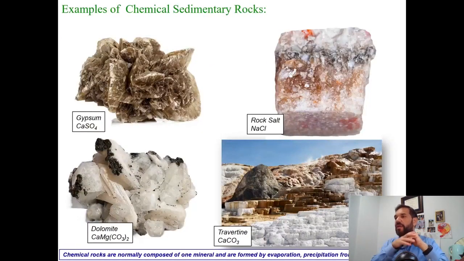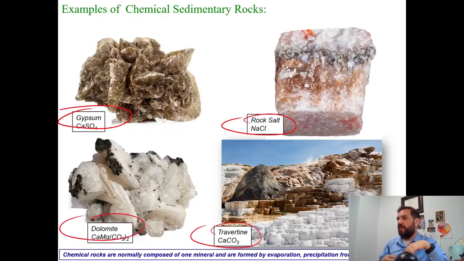Sorry, here are some pictures I wanted to show you of the chemical sedimentary rocks. Gypsum, rock salt, dolomite, travertine. You can literally see the travertine here in this picture being formed at a hydrothermal vent, right? So this is like a hot spring, releasing all of this mineral-rich fluid that's getting solidified into a rock.